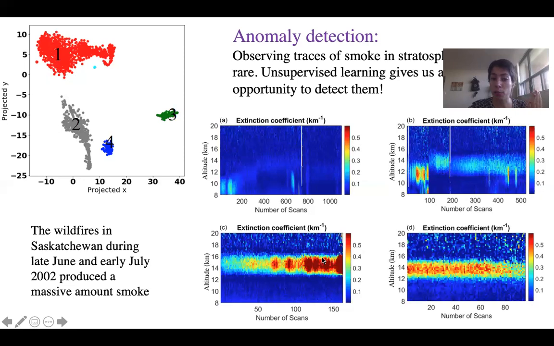However, for these other two plots, C and D, you see that the numbers are getting larger, and they mostly look like a high load of aerosol, but at two different altitudes. So using unsupervised learning, we were able to make an anomaly detection algorithm to find traces of smoke in the stratosphere.